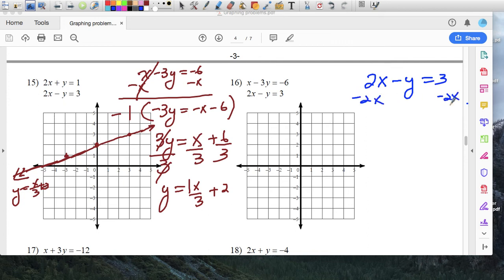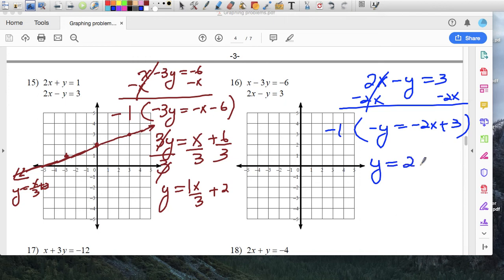Our y-intercept is 3, so I put a dot on 3. It's going to cross the y-axis over there. The slope is negative, so it's going to point down, and it's negative 1 over 4. So it's 1 down, 4 to the right. Where is this going to meet? 1 down, 1, 2, 3, 4 to the right.